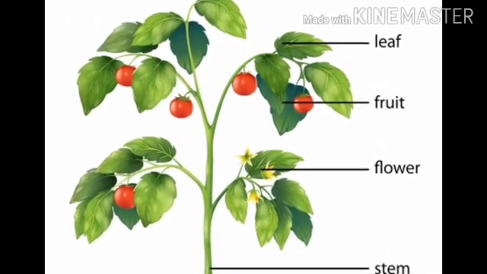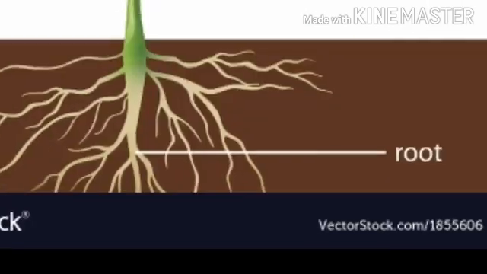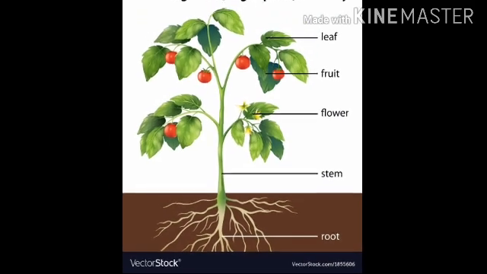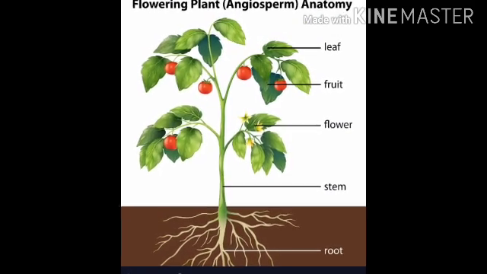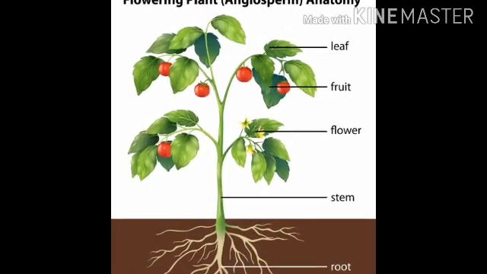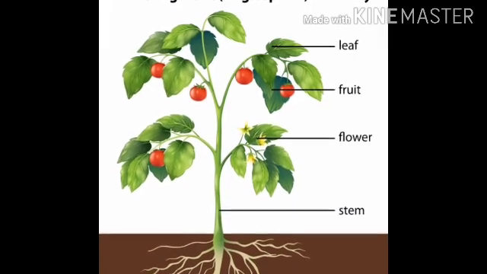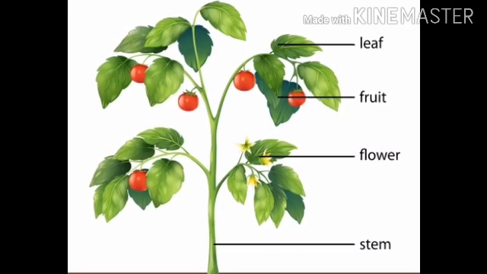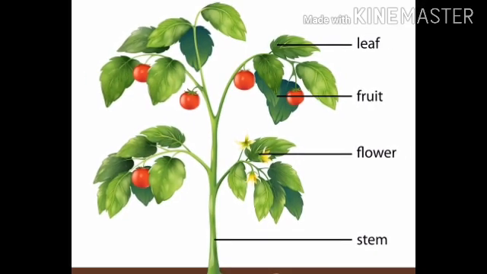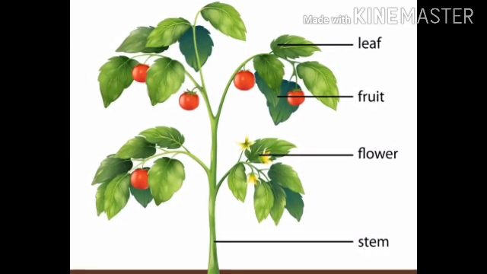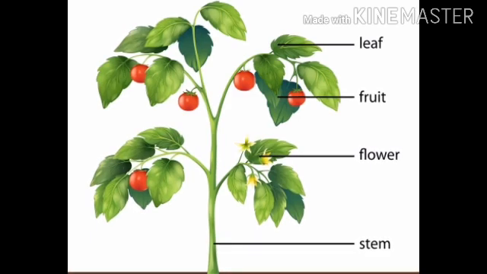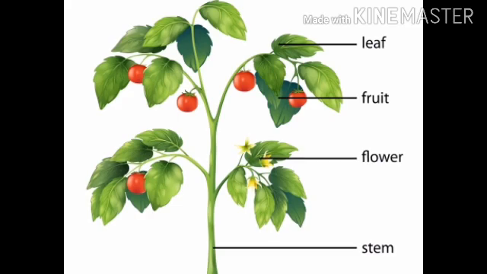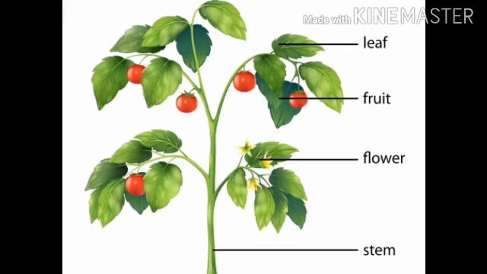The part of the plant that usually grows below the ground is called the root system. The part of the plant that usually grows above the ground is called the shoot system. The shoot system has a stem, branches, leaves, flowers and fruits. Right?